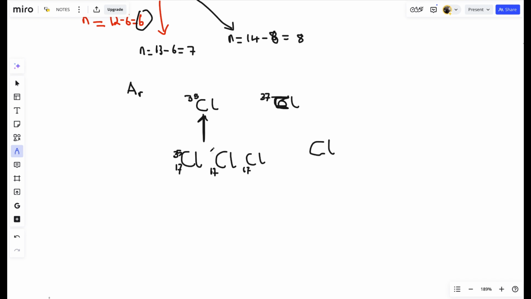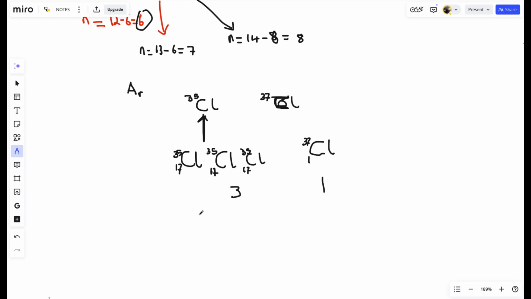We're talking about the mass, because for relative atomic mass we are calculating the average mass of the isotopes. We don't just ignore the percentage of abundance. We have to look at it. This one is available 3 times, a ratio of 3 to 1. So we can add this plus this plus this, then plus this, all divided by 4, and we get the average mass.